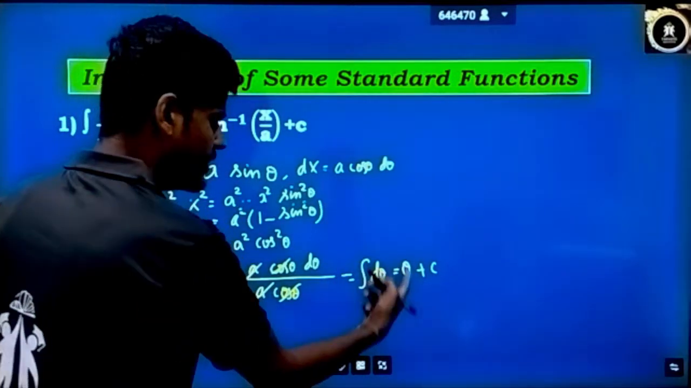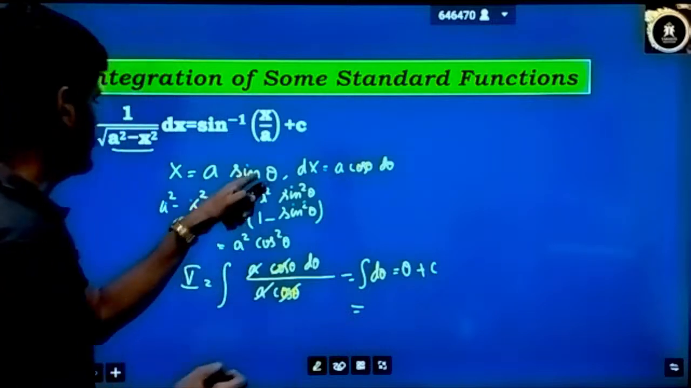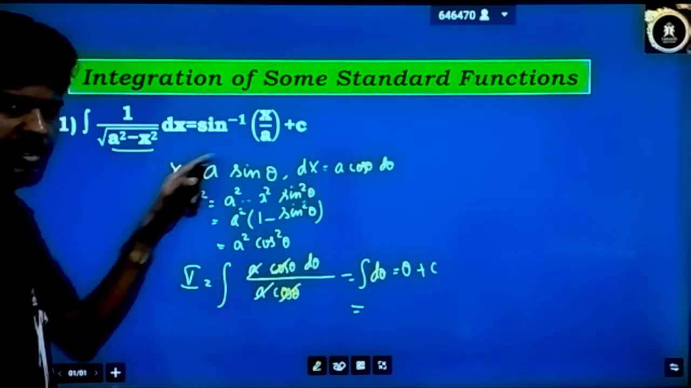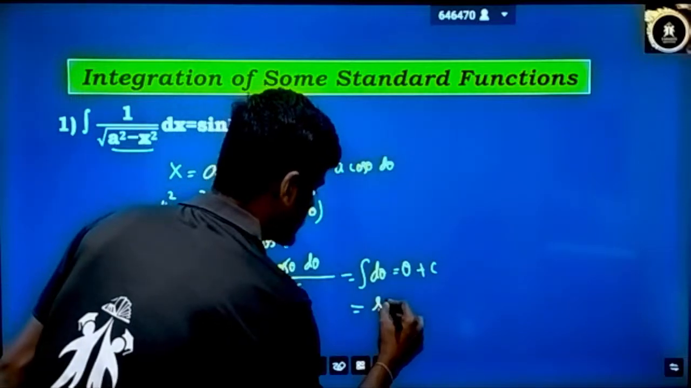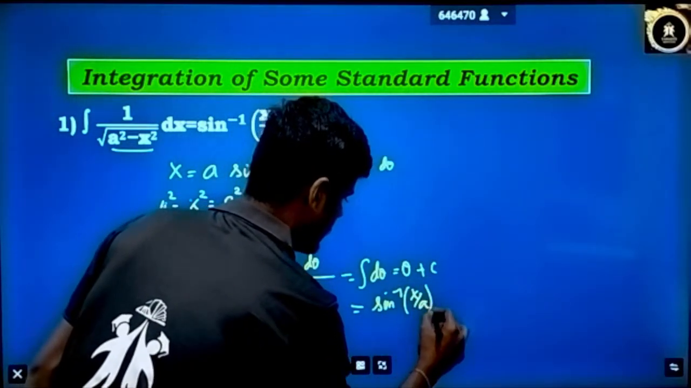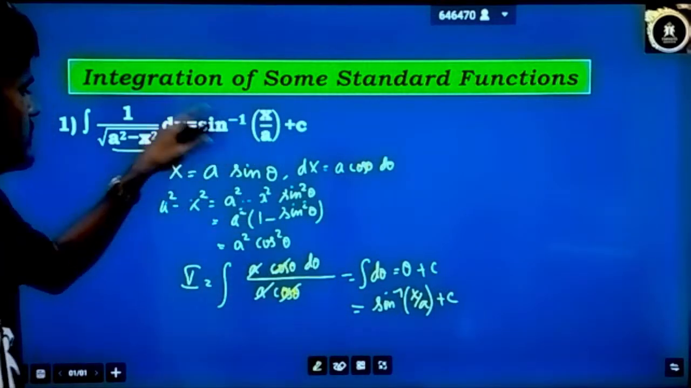What is our requirement? Again, we need to write theta in terms of x. So what is theta from this? x by a is equal to sin theta. Sin inverse of x by a will be theta. So this is nothing but sin inverse of x by a plus the constant of integration. This is how we obtain this formula.